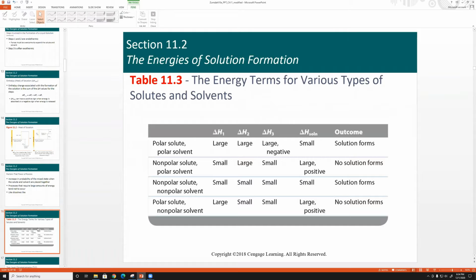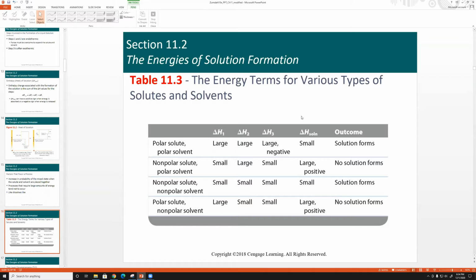Okay, so here are examples of what will happen if you mix different polars and non-polars together. If you have a polar solute and a polar solvent, that's favorable. So delta H1, you're breaking a lot of the solute intermolecular forces. Delta H2, you're breaking the solvent forces. Delta H3, you're mixing them together. So it's going to be a large exothermic reaction. So it'll get hot. And then your delta H will be very small overall. Well, it depends.